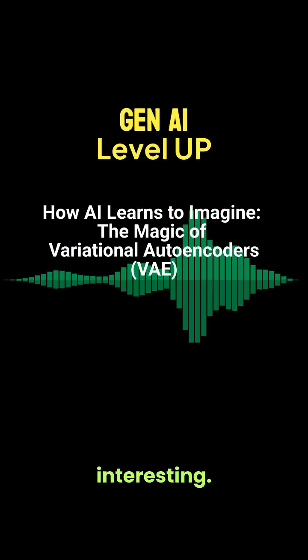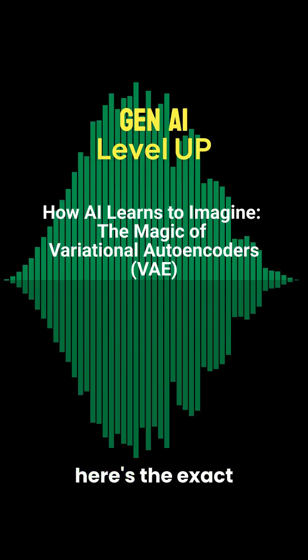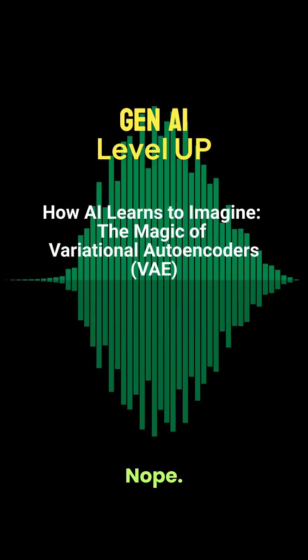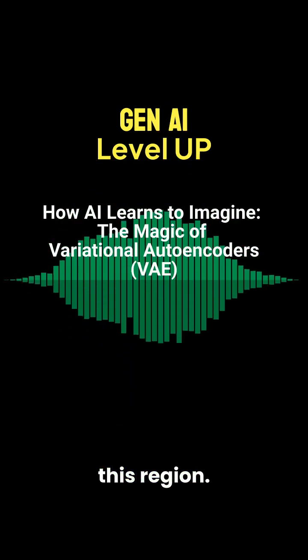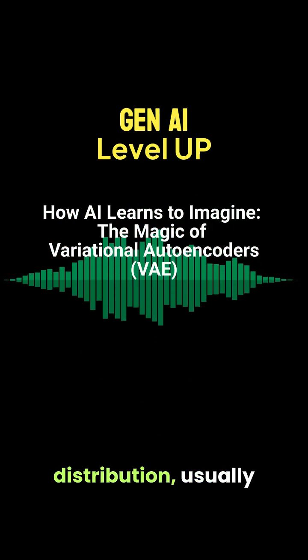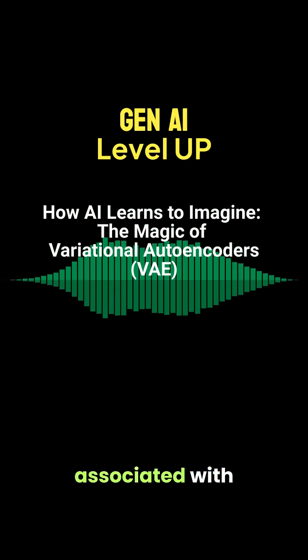And here's where it gets really interesting. The encoder is probabilistic. So it's not just saying, here's the exact location of this cat on the map. No, it's more like saying, okay, the cat is probably somewhere in this region. It outputs a distribution, usually a Gaussian distribution, which captures the uncertainty associated with that mapping.